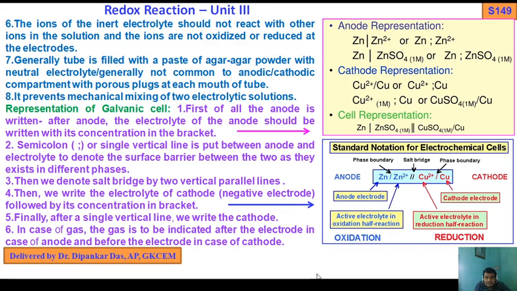Again, first of all the anode is written. After the anode, the electrolyte of the anode should be written with its concentration in brackets. A semicolon or single vertical line is put between the anode and electrolyte to denote the surface barrier between the two, as they exist in different phases. Then you denote the salt bridge by two vertical parallel lines. Then you write the electrolyte of the cathode followed by its concentration in brackets. Finally, after a single vertical line, we write the cathode. In case of a gas, the gas is indicated after the electrode in case of the anode and before the electrode in case of the cathode.